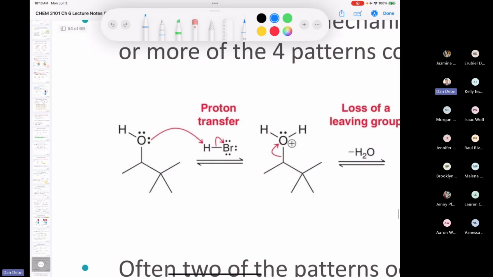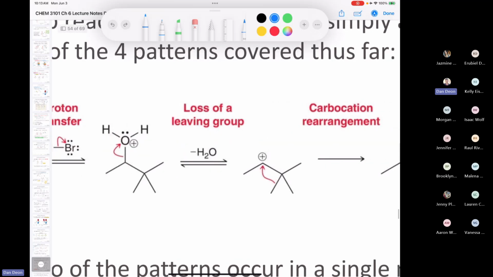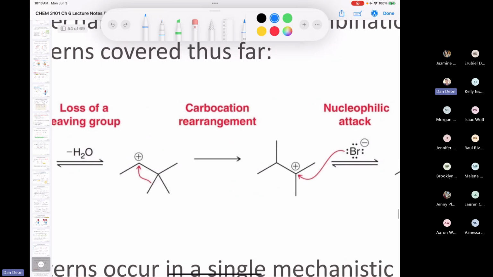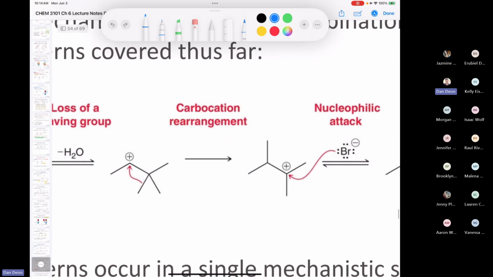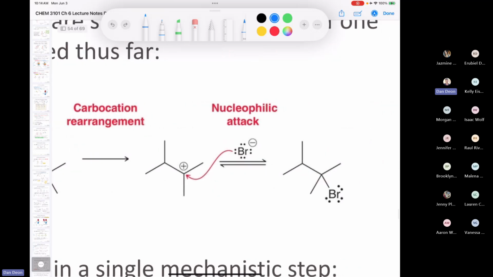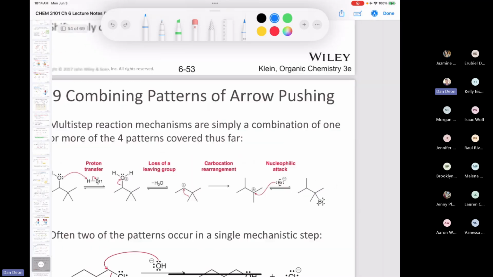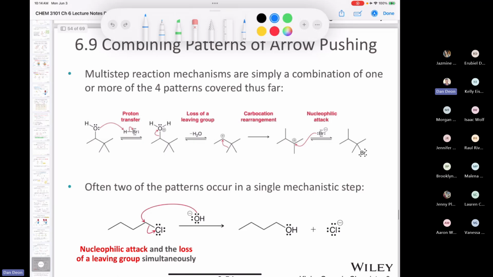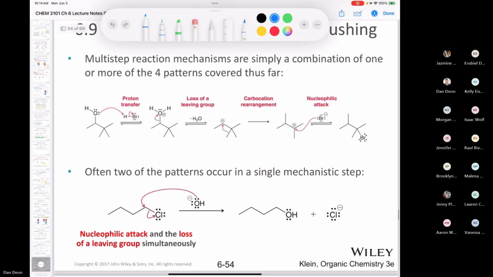Take a look at the first one. The first one, we have a hydrogen atom being added to the oxygen, so that's a proton transfer. Then we have water leaving, so that's a loss of a leaving group. Then we have a methyl shift, so that's a carbocation rearrangement. Then we have bromide acting as a nucleophile. This is our electrophile, and so we get a nucleophilic attack. And so you've got to be able to recognize those patterns.